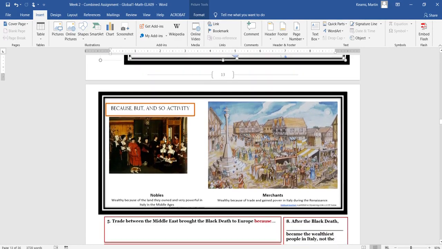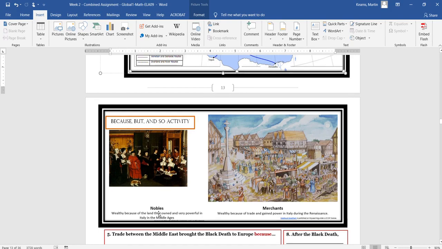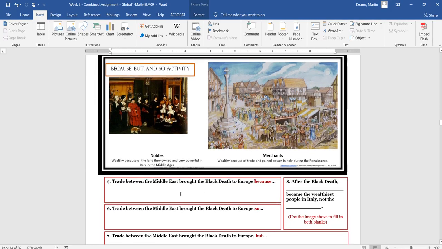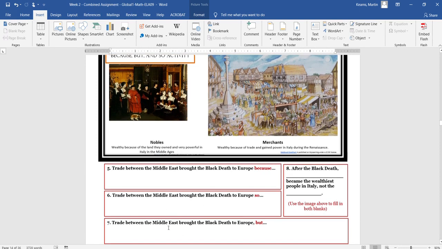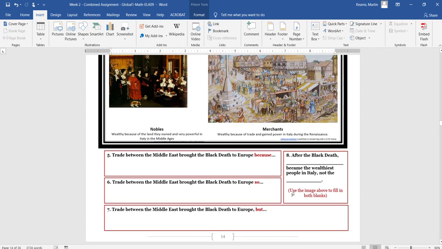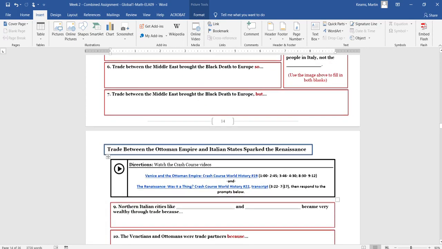Our second because, but, and so activity. We're going to look at these pictures. Nobles, merchants. Trade between the Middle East brought the Black Death to Europe because. Trade between the Middle East brought the Black Death to Europe so. And trade between the Middle East brought the Black Death to Europe but. And then question 8. We're going to use the images to fill in the blanks. After the Black Death, blank became the wealthiest people in Italy, not the blank. So you're going to have to put the correct answers in those blank spaces.